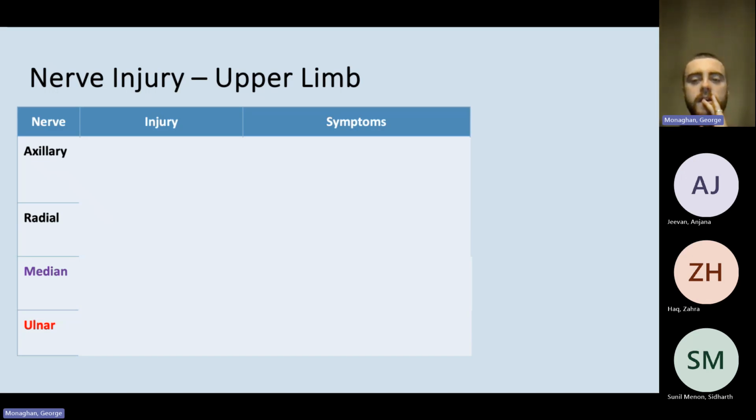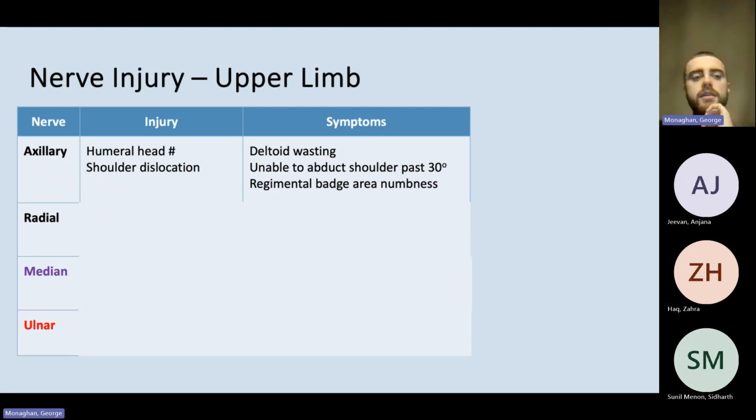So we've got some nerve injuries to talk about as well, and these are in the question. It will probably give you a mechanism of injury and then the symptoms as well. So that's in the table. Axillary nerve: humeral head fracture or shoulder dislocation, and some of the symptoms we'd expect to see are deltoid wasting, because the axillary nerve supplies the deltoid, and for the same reason, being unable to abduct the shoulder past 30 degrees, and the regimental badge area would have numbness. Usually the patient can abduct to around 30 degrees because the supraspinatus initiates the abduction movement, but past there it's mainly the deltoid muscle.